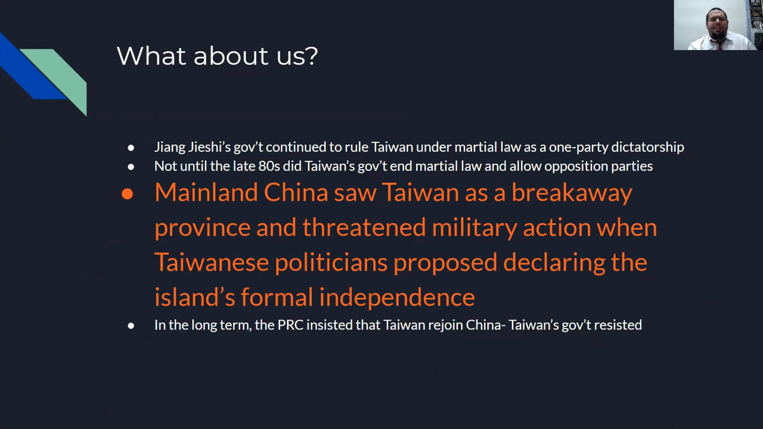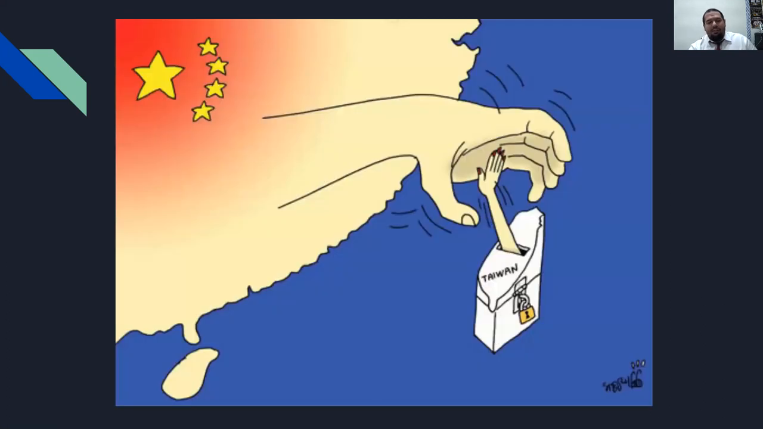Chiang Kai-shek's government continued to rule Taiwan under martial law as a one-party dictatorship. Not until the 80s did Taiwan's government end martial law and allow oppositional parties. Mainland China saw Taiwan as a breakaway province and threatened military action when Taiwanese politicians proposed declaring the island's formal independence. Didn't like that. In the long term, the PRC insisted that Taiwan rejoin China. Again, Taiwan's government will resist.